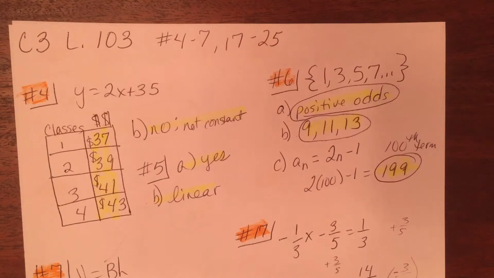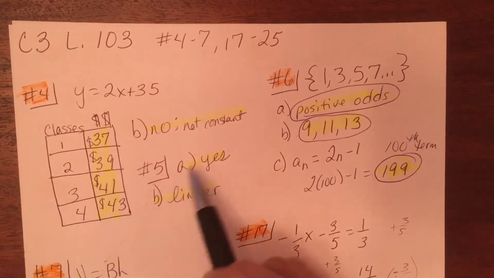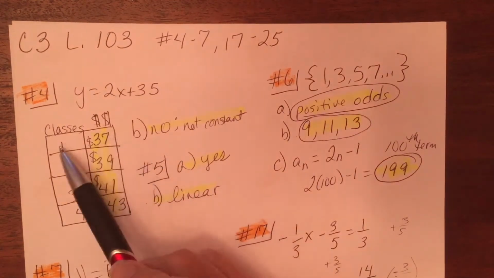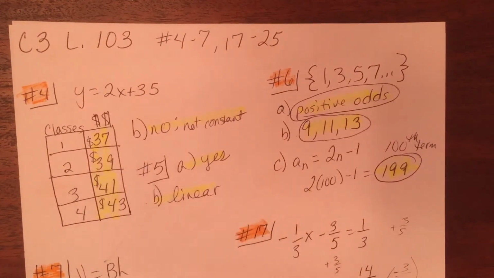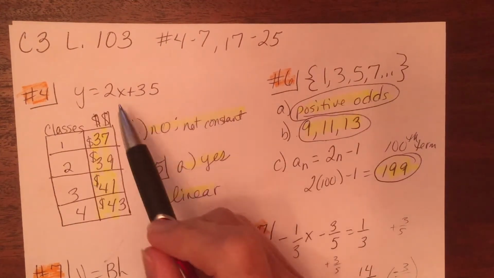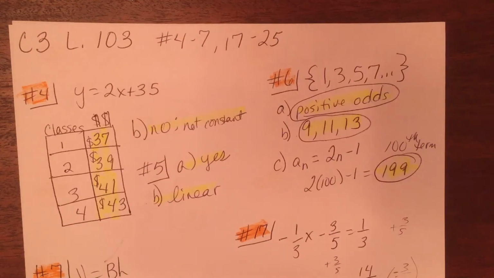B says, are the number of classes taken and the monthly charges directly proportional? And the answer to that is no. Okay, 37 divided by 1 is 37. 39 divided by 2 is not 37. So it is not a proportional arrangement.